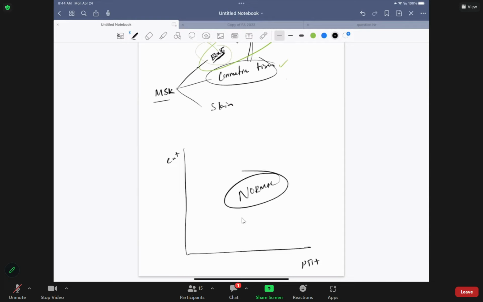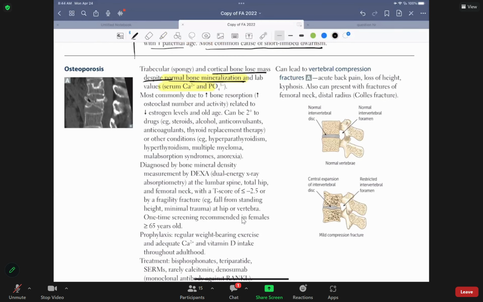Why do we call it normal? Because the mineralization is still normal. Only if your mineralization is affected will you release more calcium or not. Is that clear, folks? So osteoporosis people have normal serum calcium. Get that first. Okay.